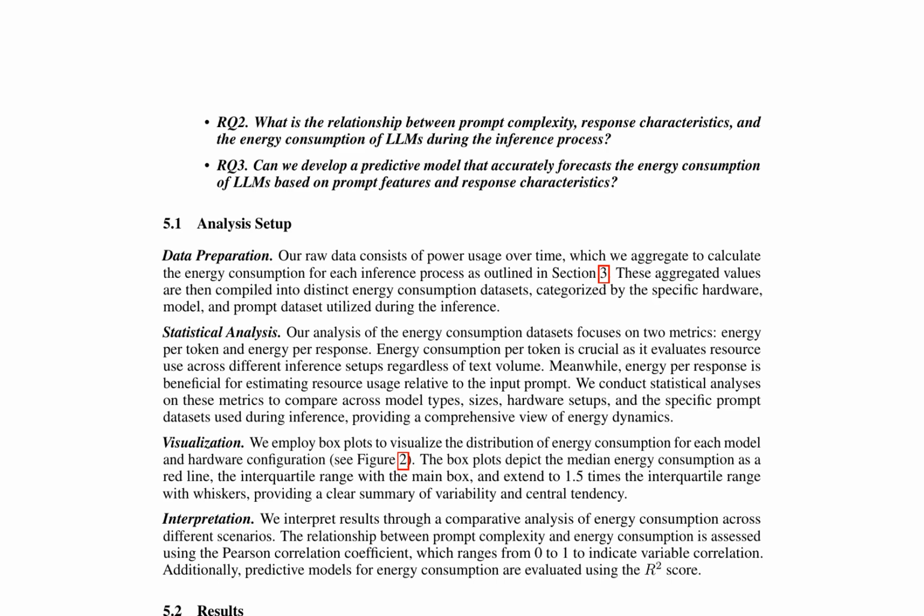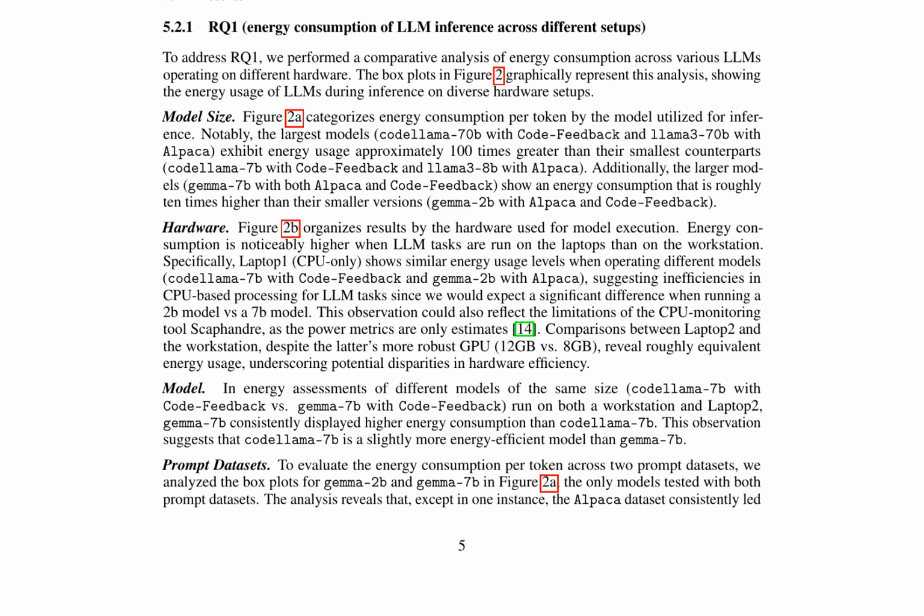This difference in energy use is substantial, with larger models consuming roughly 100 times more energy per token than their smaller counterparts. Hardware configurations also play a crucial role in energy consumption. LLMs running on laptops show higher energy demands compared to those on workstations, primarily due to inefficiencies in CPU processing.